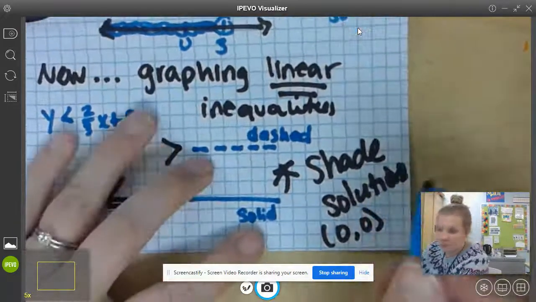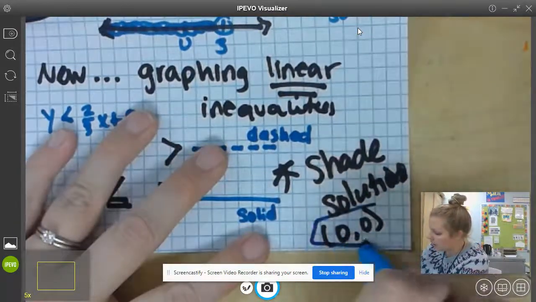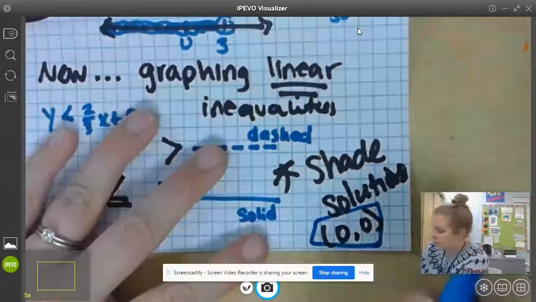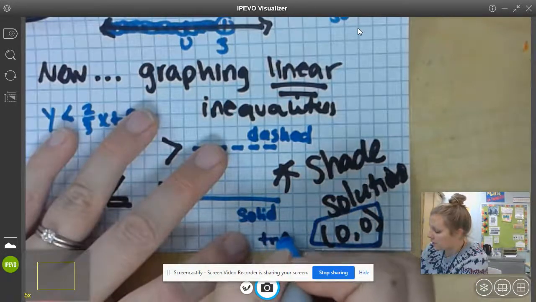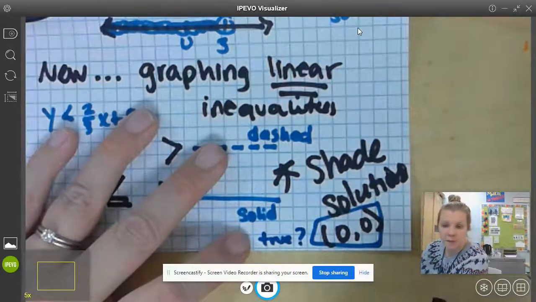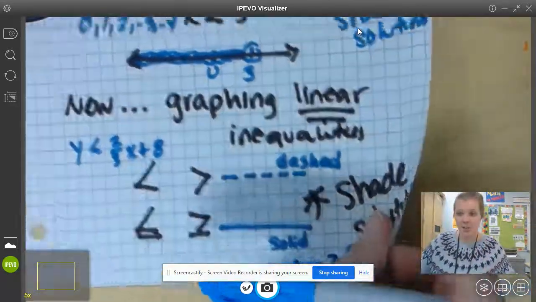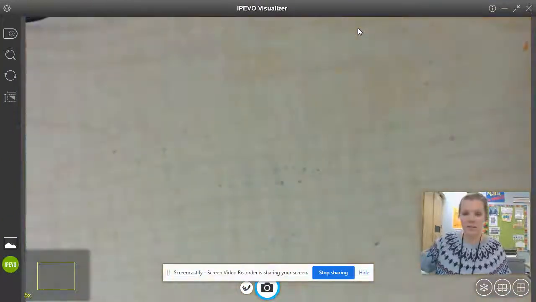And to decide where to shade, we're going to plug in the point 0, 0, and we're going to look to see if it's true. Okay? All right, so we're going to do two examples. Just like always, if I'm going too quickly, press pause, and you can catch up.